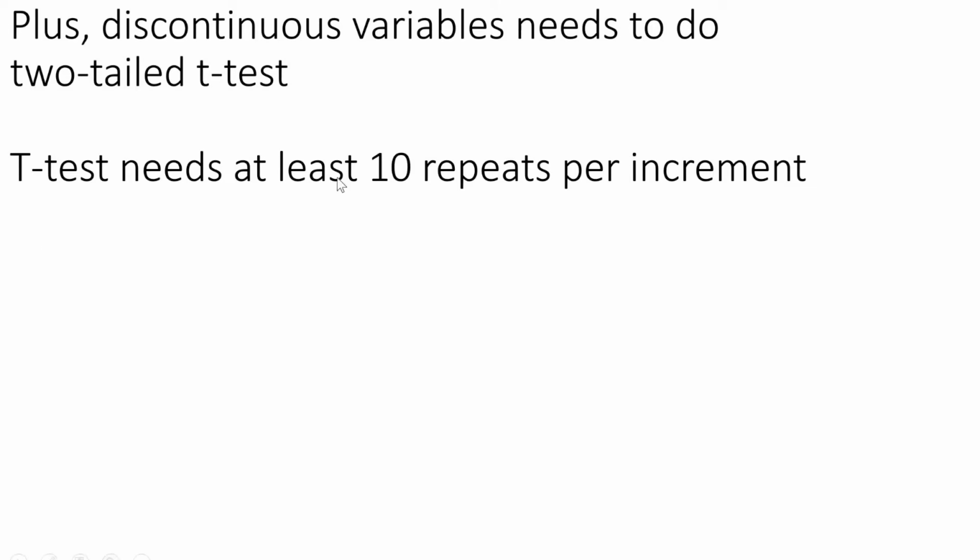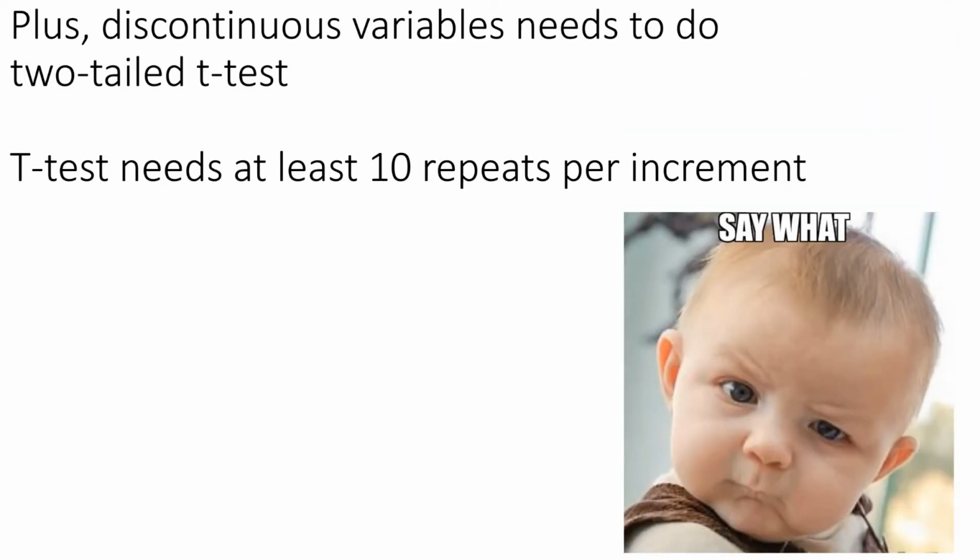And plus, if you are doing this, you need to do a 2-tail t-test. And in order to do a statistical test such as a 2-tail t-test, you need to have about 10 repeats per increment. IB suggests 10 to 15, so if you have time, of course 15 will be better. Yes, so that's the t-test.